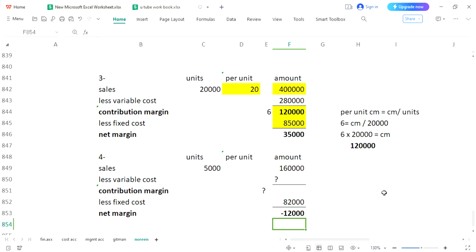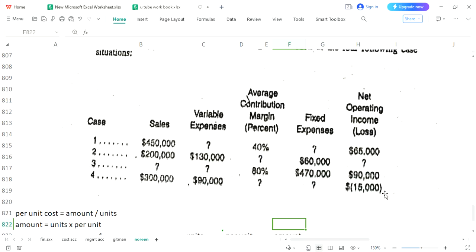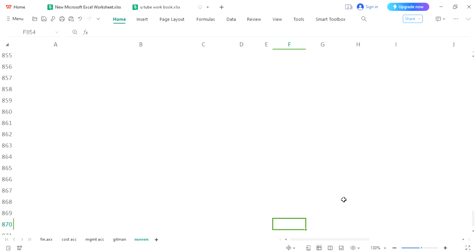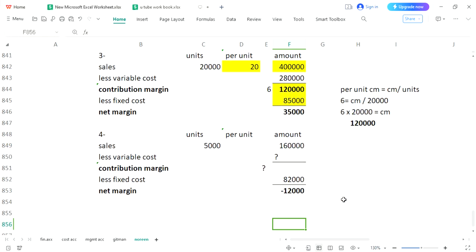So your loss is showing 12,000. When you see brackets, that means it's a loss. Okay, we have completed our statement, but you can see again question marks are present over here. So how would we calculate it? The first thing is to calculate your contribution margin, and there would be a reverse calculation over here.